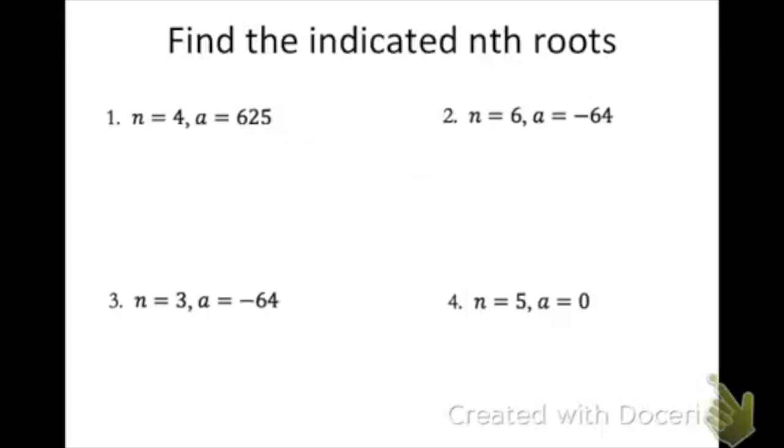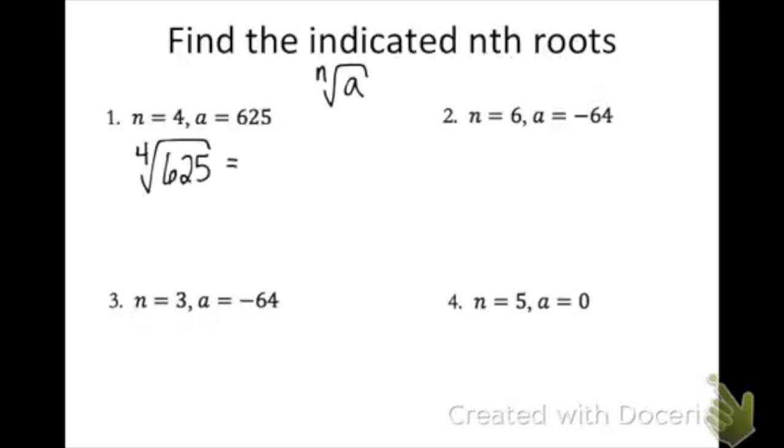Okay, before we use that definition, we're going to find indicated nth roots. So this notation I have here with the n and the a can be written as the nth root of a. Okay, so you'll see that in your homework and on your test. So for this first one, it's going to be the fourth root of 625.